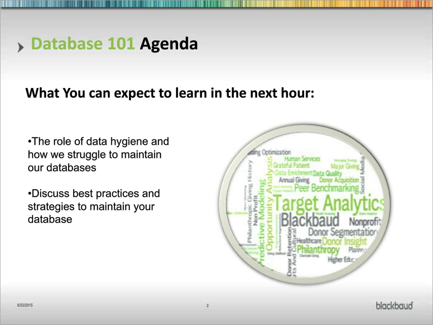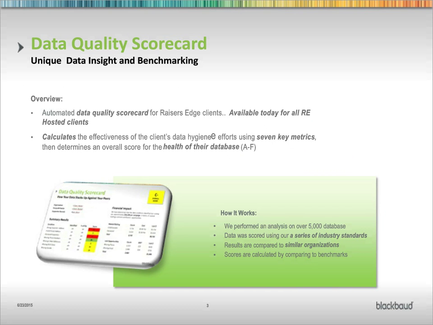With that, I'd like to jump in, and we're going to talk a little bit about our data quality scorecard. So the data quality scorecard is really that analysis that we talk through. We analyzed just under 5,000 clients, 4,950 clients that we analyzed. We really looked at them across 7 key metrics.